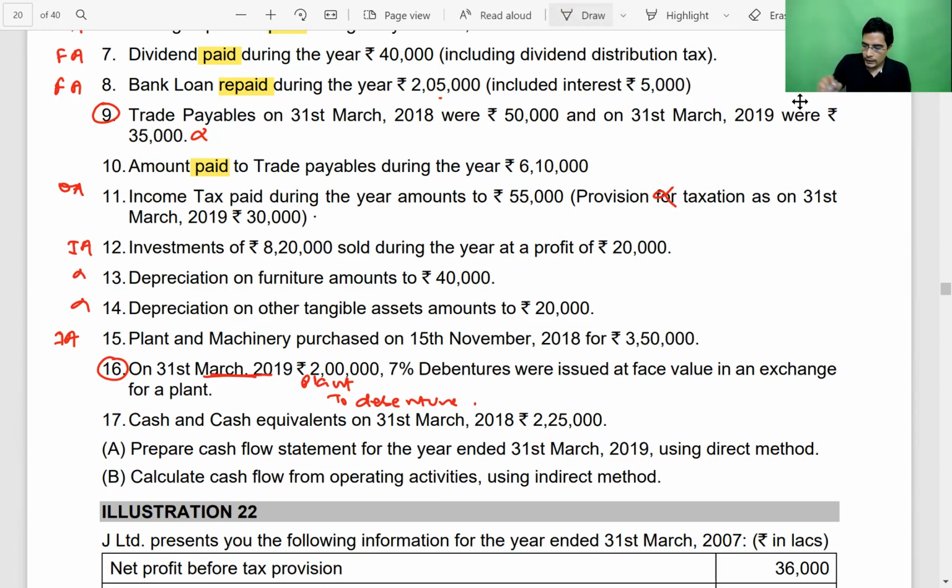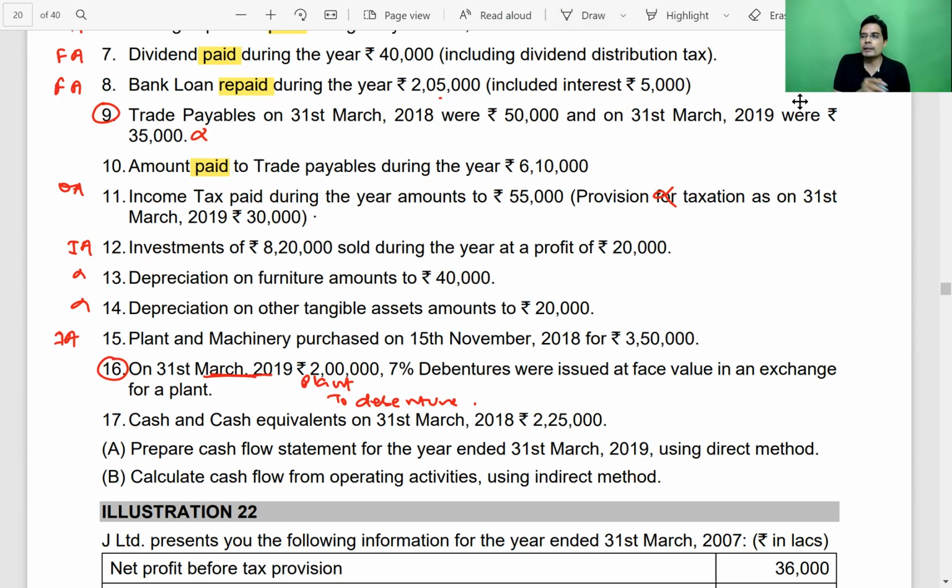Next. Interest on debenture will not come up because the debentures are issued on the last day of the year. So in this year, interest on debenture is not going to arise. And this is a non-cash item, so we will ignore it, whether direct or indirect method.